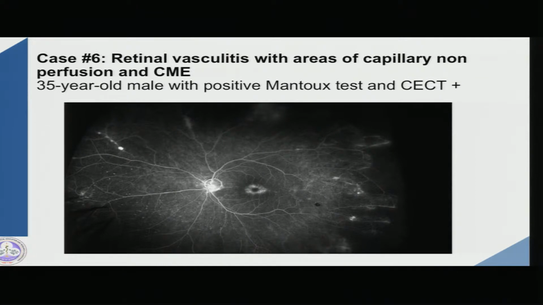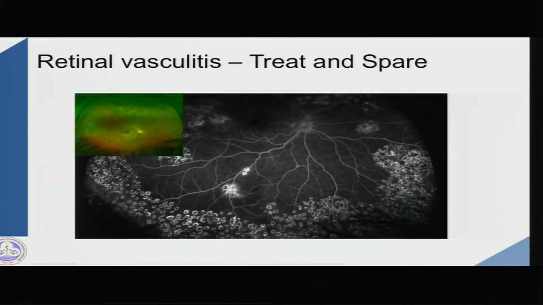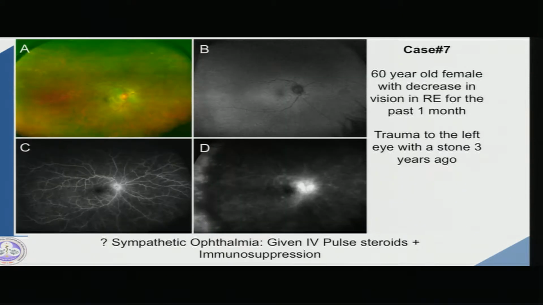Some of this can be easily missed using conventional fluorescein angiography. And in such patients, use of ultra-wide field fluorescein angiography can also help you titrate how much laser therapy you'd like to give and spare the areas which do not require therapy.